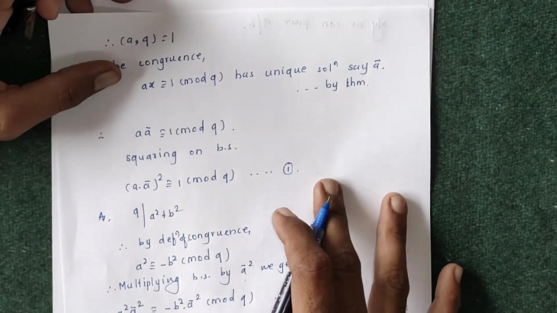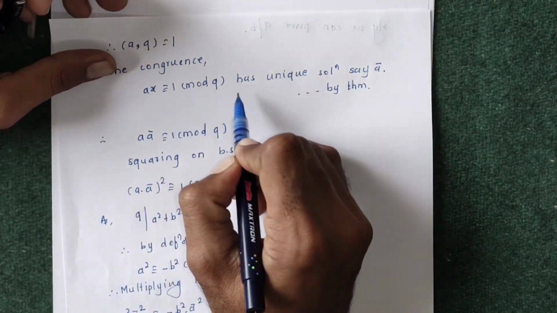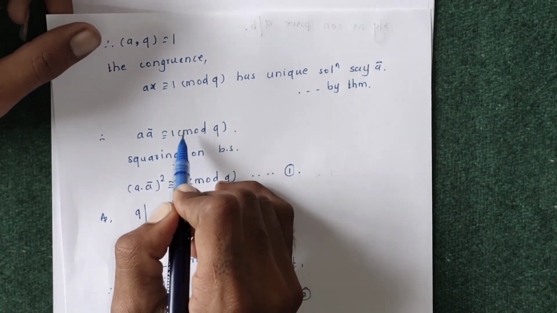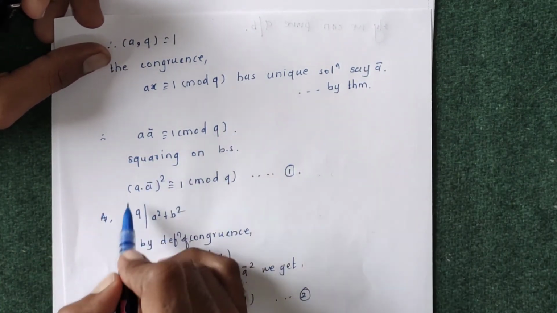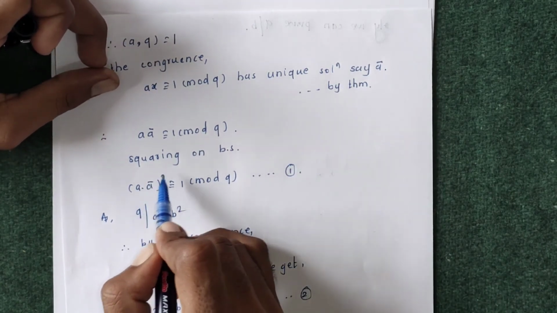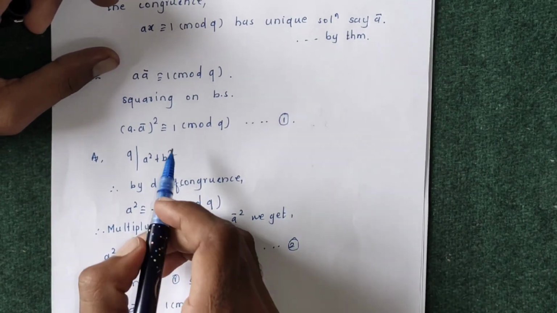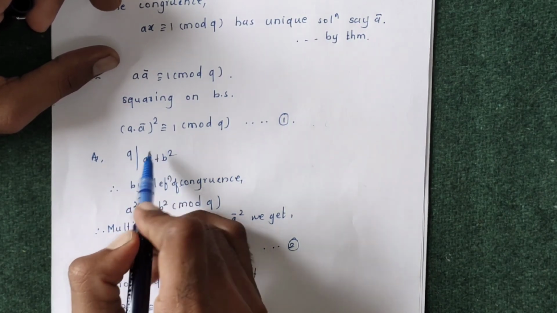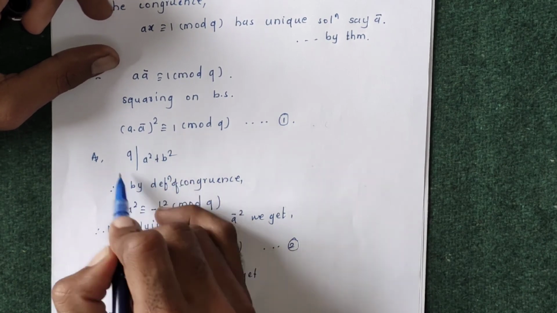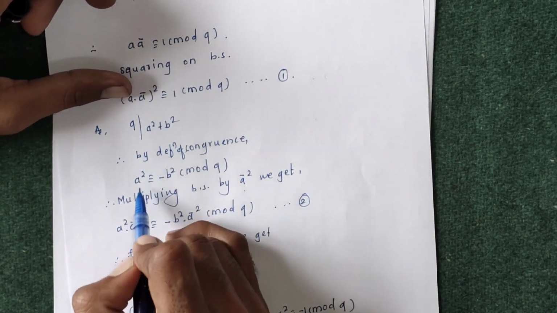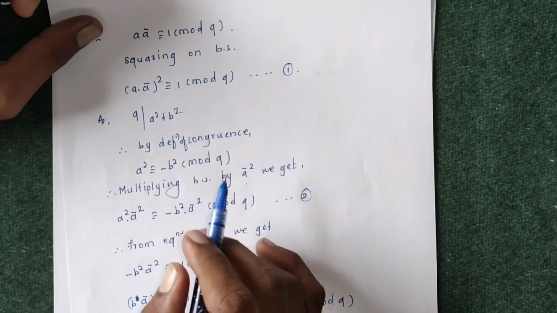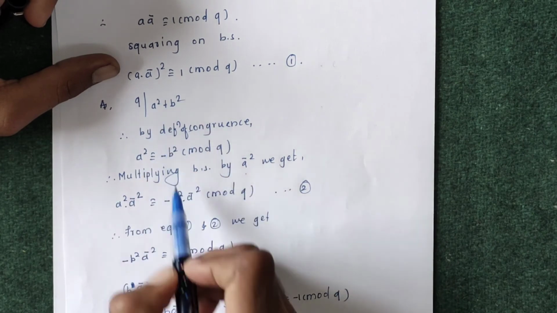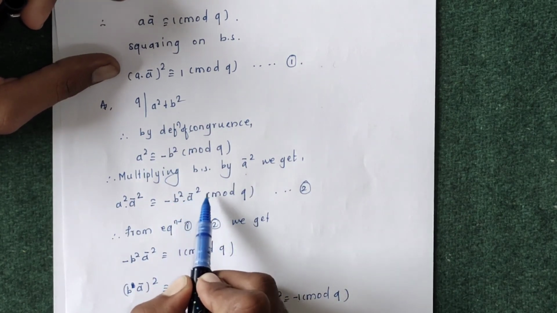Applying the result that if the GCD of A and M is equal to 1, then the congruence A x congruent to 1 mod M has a unique solution, and taking that solution as A bar, we get A bar congruent to 1 mod Q, and squaring on both sides we get equation 1, A bar square congruent to 1 mod Q. Also, Q is a prime factor of A square plus B square, so Q divides A square plus B square. By the definition of congruence, A square is congruent to minus B square under modulo Q, and multiplying both sides by A bar square, we get A bar square congruent to minus B square A bar square under modulo Q.